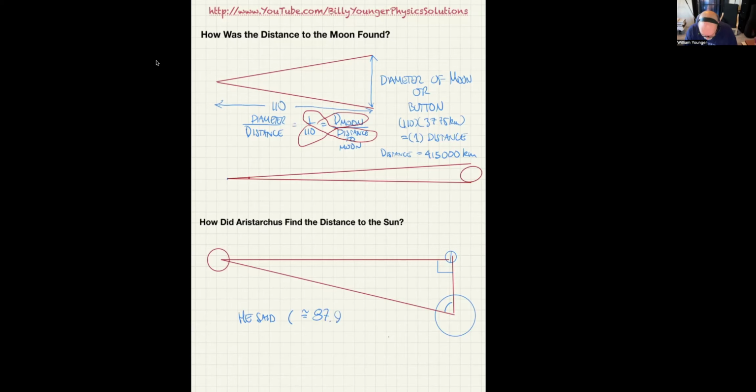So his method was good, but his ability to measure that angle, which is really a hard thing to do, was really, really difficult. And because of that, he got a really bad result. He got a result that suggested the sun was about 20 times farther away from us than the moon was. And in fact, the actual sun is 400 times farther away from the Earth than the moon is.